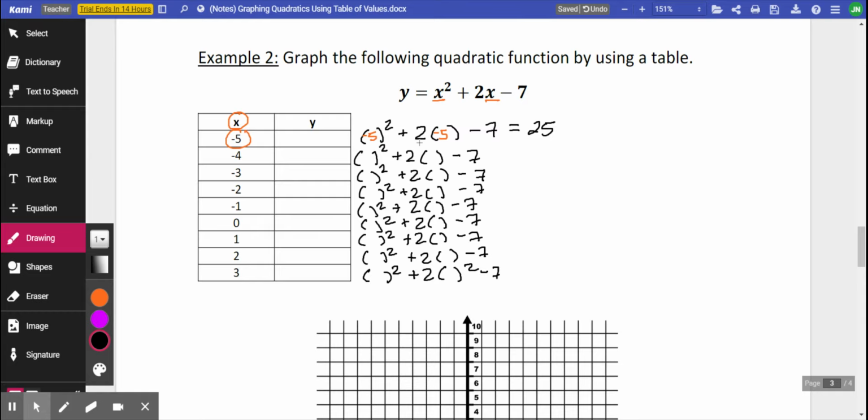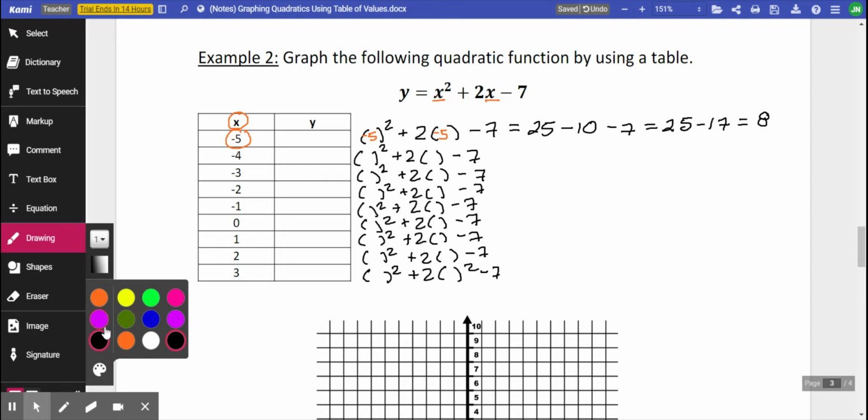In the middle, we have 2 times -5, which is -10. So I'm going to put minus 10. And then we had a minus 7 in addition to that. So the final thing would be 25 minus 17. And 25 minus 17 would give us 8, I believe. Yeah, so the final answer for this will be positive 8.